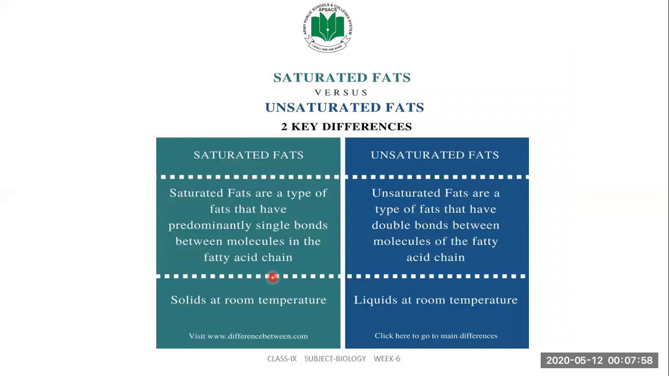There is a difference between saturated and unsaturated fatty acids. Saturated fatty acids are the type of fats that have predominantly single bonds between the molecules in the fatty acid chain, while unsaturated fatty acids are the type of fats that have double bonds between the molecules of fatty acids. Saturated fatty acids are solid at room temperature, while unsaturated fatty acids are liquid at room temperature.